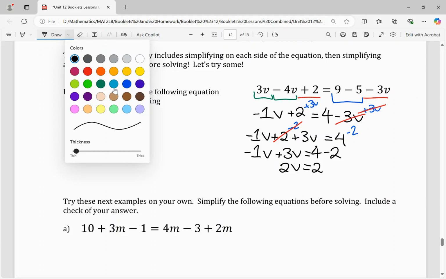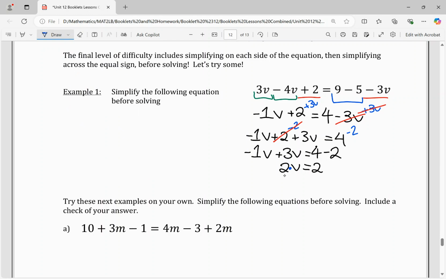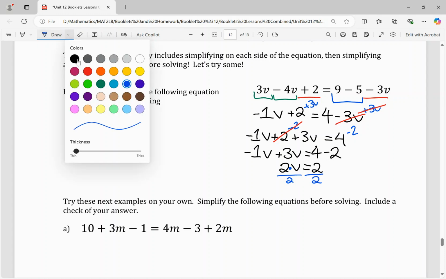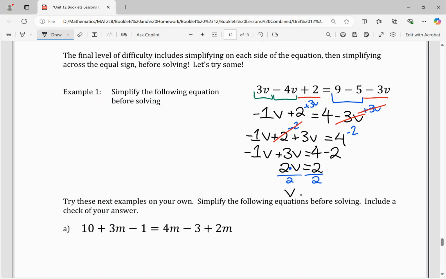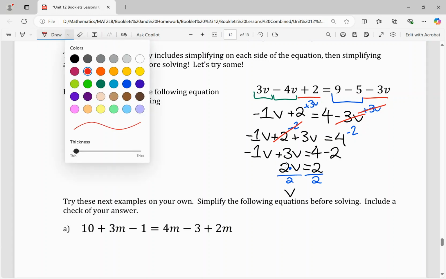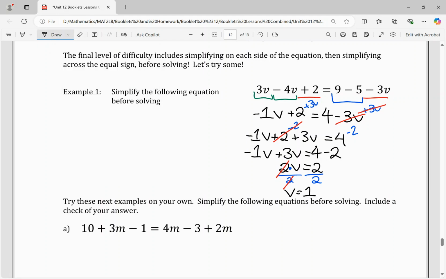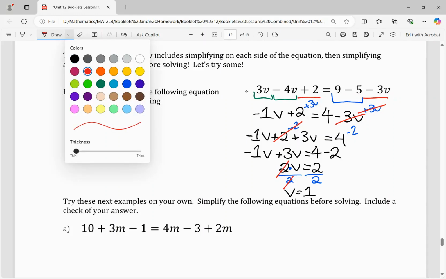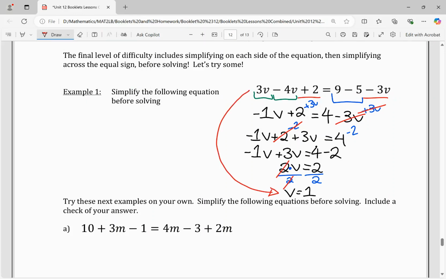The last step is to isolate for v. So I need to get rid of this 2. The 2 is attached to the variable through multiplication, and the opposite of multiplication is division. So I'm going to divide the left and divide the right-hand side by 2. So those are going to cancel out, and I'm left with v equals 1. And I'm done, right? We've come a long way in order to take this crazy statement and simplify it to the point where we can say that the variable v must equal 1 in order for this to be true.